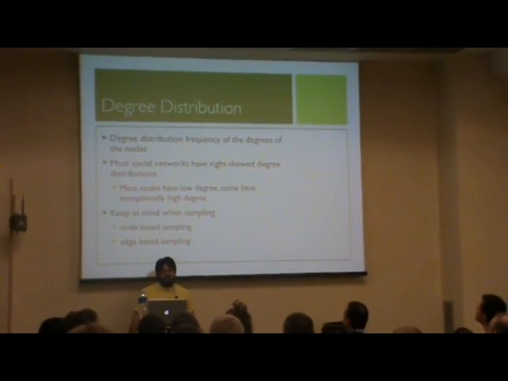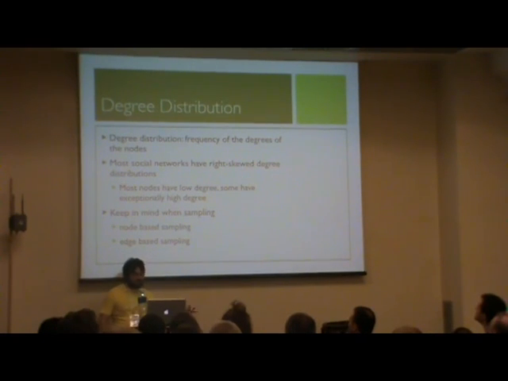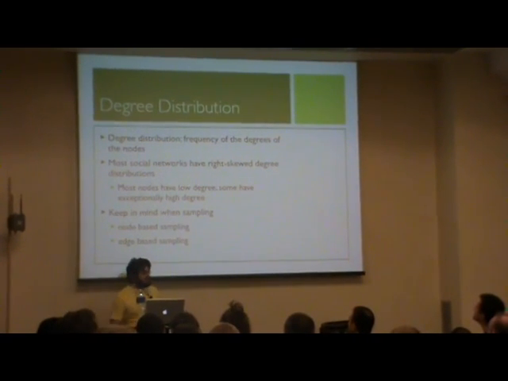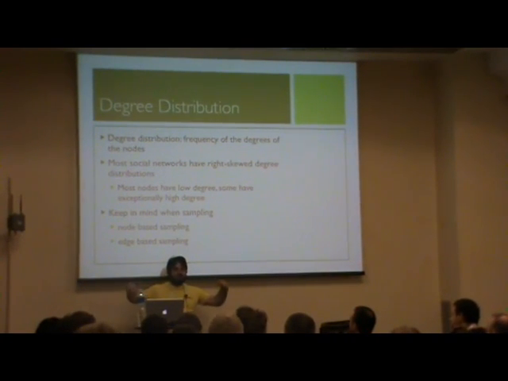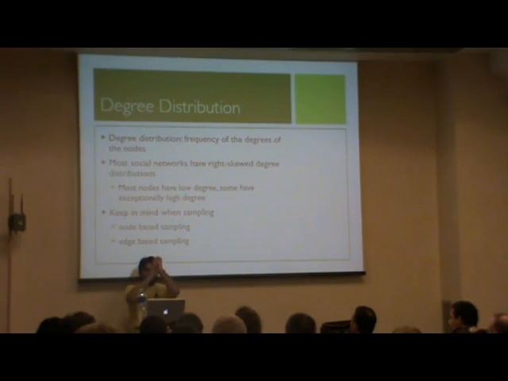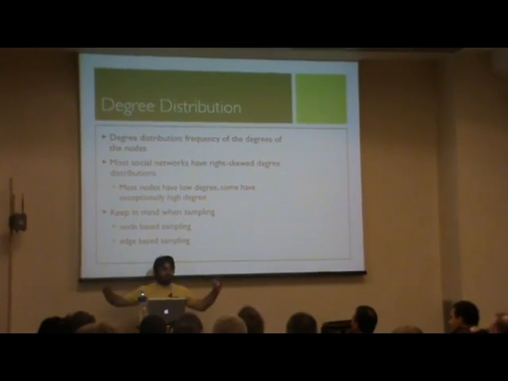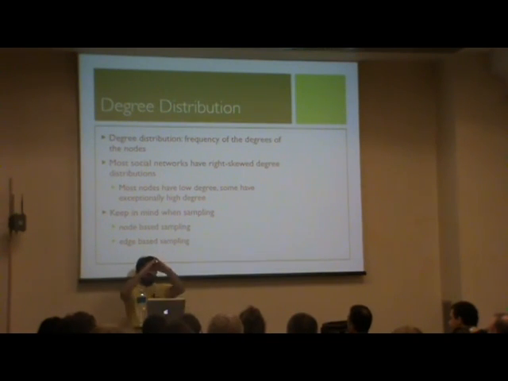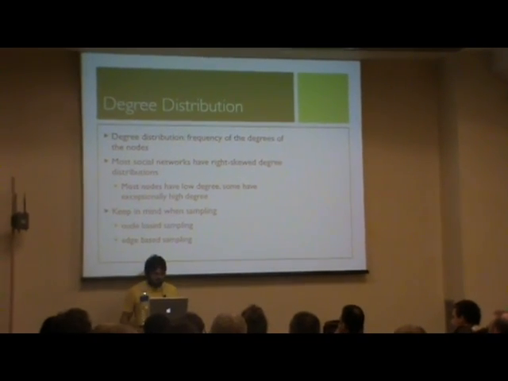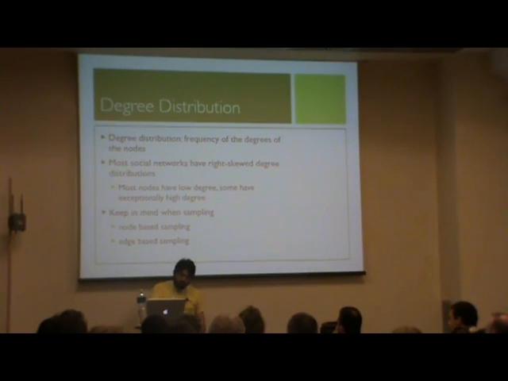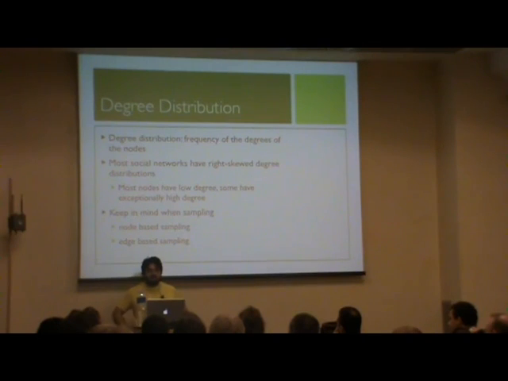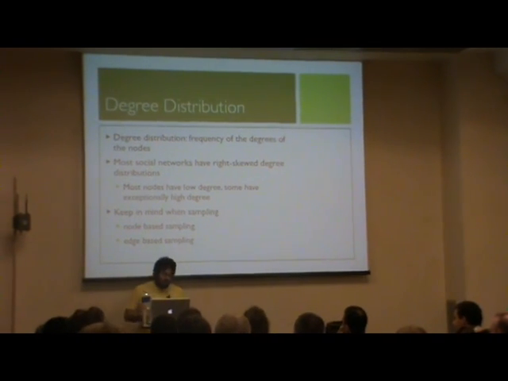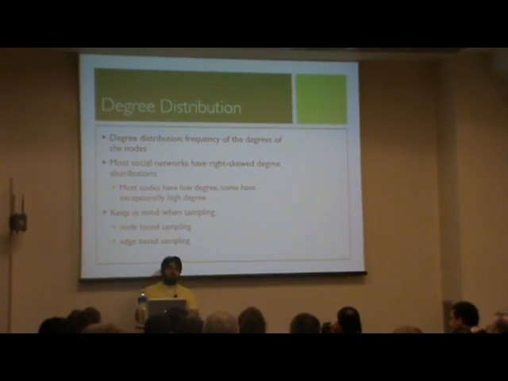What we know is that most social networks have right-skewed degree distribution. That is to say, if you think about a normal distribution, you have a big center and some wings. These are right-skewed, so you have no center peak, you have a right peak. That means that most nodes have low degree, and some have exceptionally high degree. So there is a very popular peak.